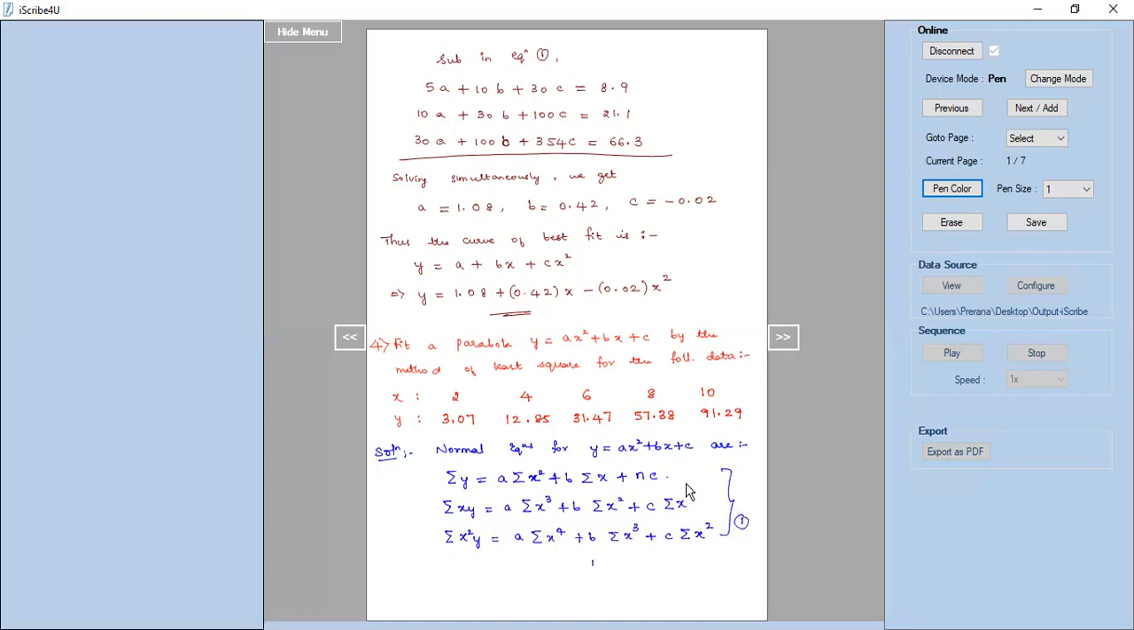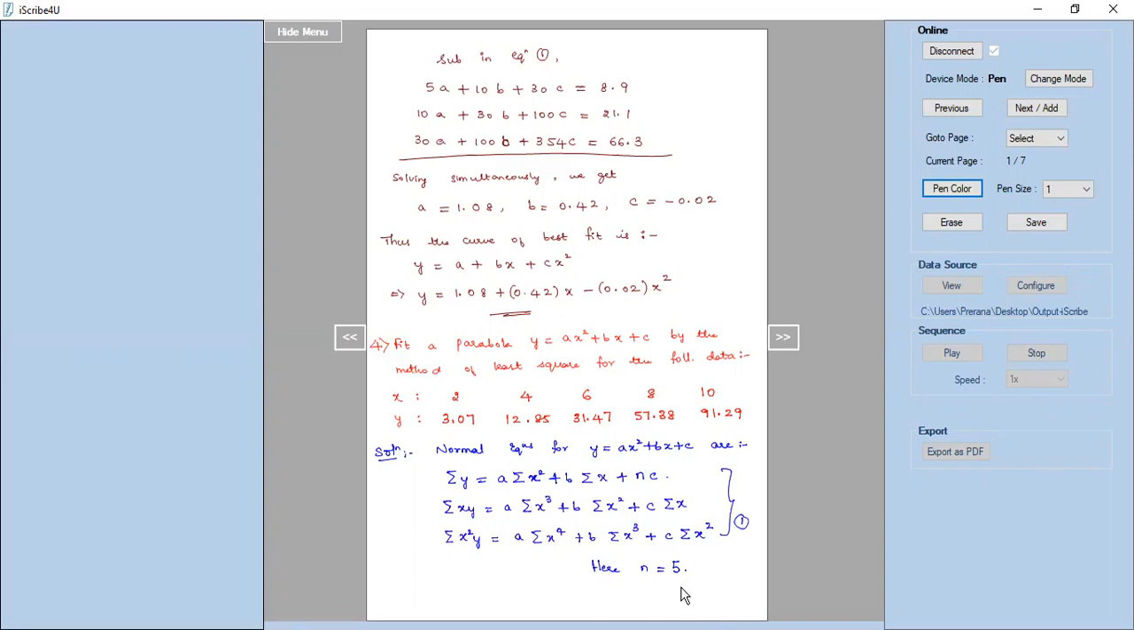And here, what is the value of n? N sets of data will be given for us. Here we have 5 sets of data. 2, 4, 6, 8, 10. Particularly, there are 5 sets of values of x and y given for us. That is why n is equal to 5.